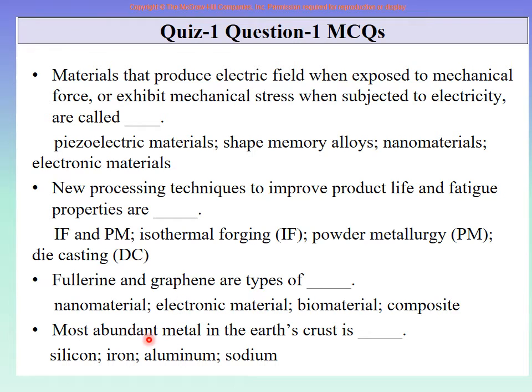Most abundant metal in the Earth's crust is, we discussed this for a long time when we were discussing the table: silicon, iron, aluminum, sodium. So we told you that there is a lot of iron. It has been enough for several thousand years of engineering, and now there is much more of aluminum because we are doing a lot of aluminum alloys now. But the electronic material, which is the future of the world, is silicon, and it is even much more. So the answer is silicon.